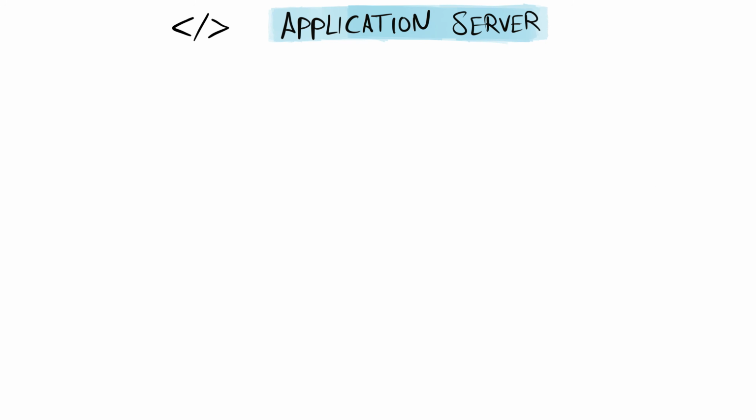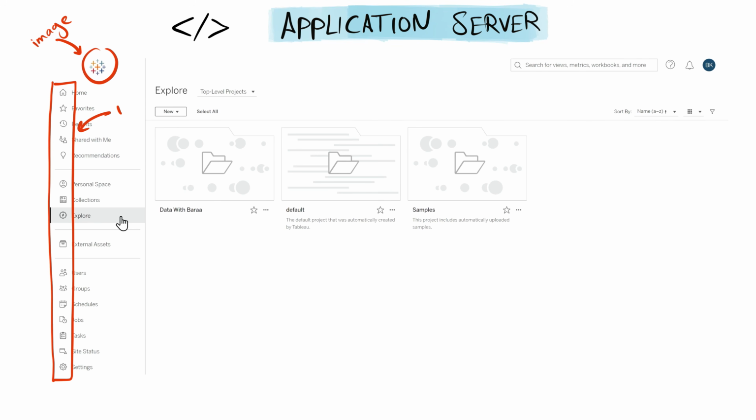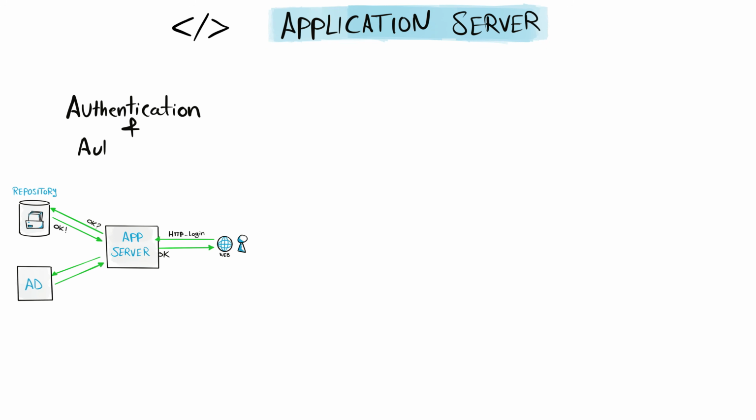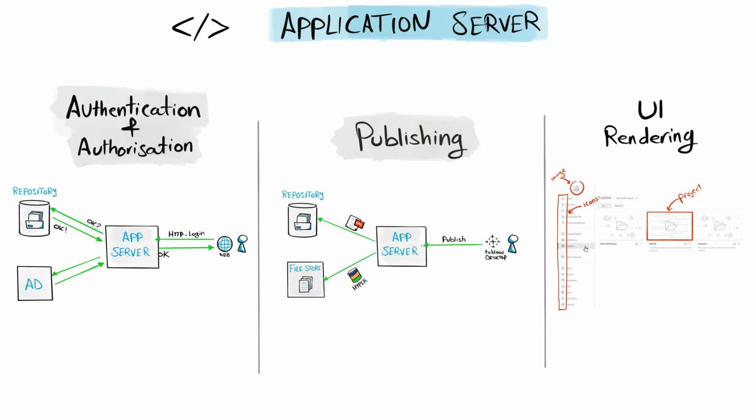And one more task for the application server is to render the server interface. All those little things that you find in Tableau Server, like icons, images, projects, menus, it is the application server who renders those. So the application server is responsible for different processes, like the authentication and authorization process, the publish process, and rendering the server UI. But one process that the application server will never do is the visualization process.